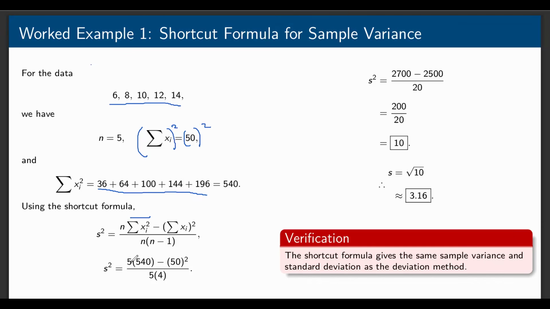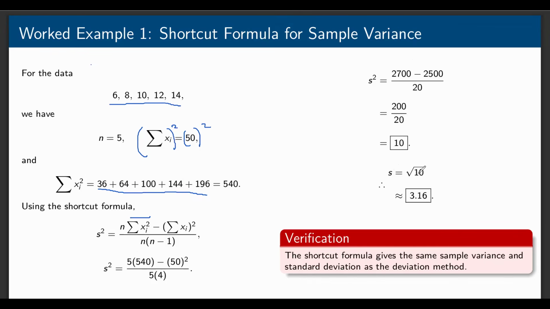So putting everything into the formula, we have n equal to 5, summation of x squared is 540 minus summation of x all squared, which is 50 squared, all over n, which is 5, times n minus 1, which is 4. When we further do the computation, we have 2700 minus 2500 over 20, and that's 200 over 20, and that's 10. So the variance is 10, as we saw in the previous slide.